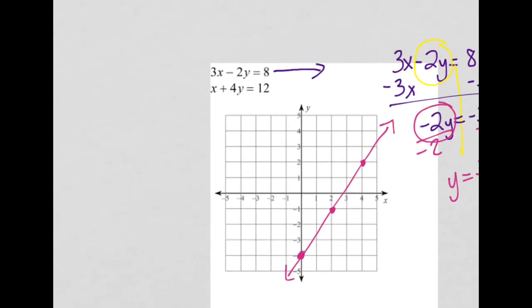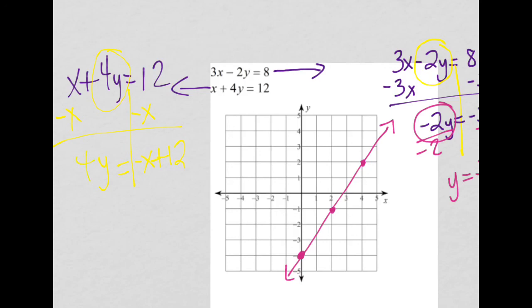Then I'm going to take a look at my second equation. You'll notice I can't do cover up on it either because I'll get x equals 12, and my graph doesn't go up to 12. So I can't graph that. So I'm going to do the same thing over here. I'm going to circle my y, draw my line, and I'm going to start by subtracting x. So y equals negative x plus 12.